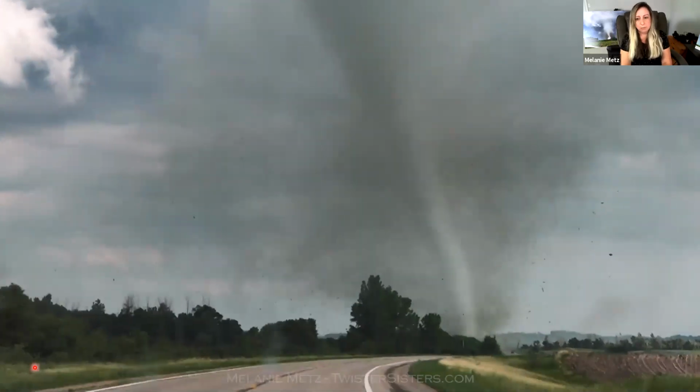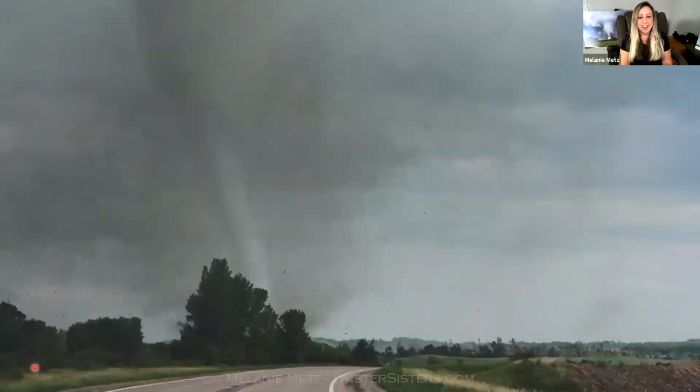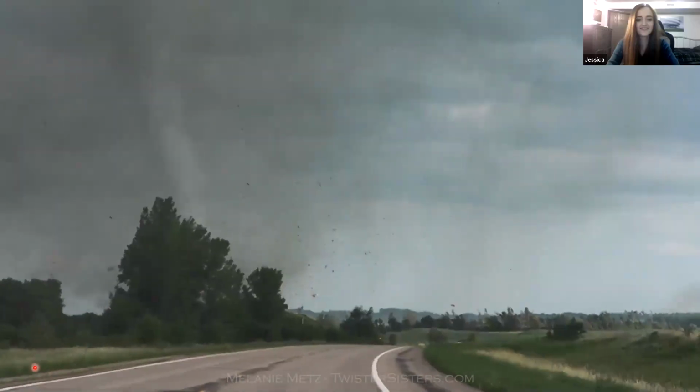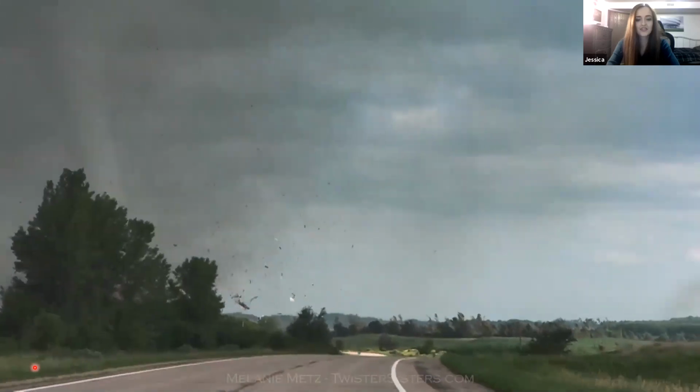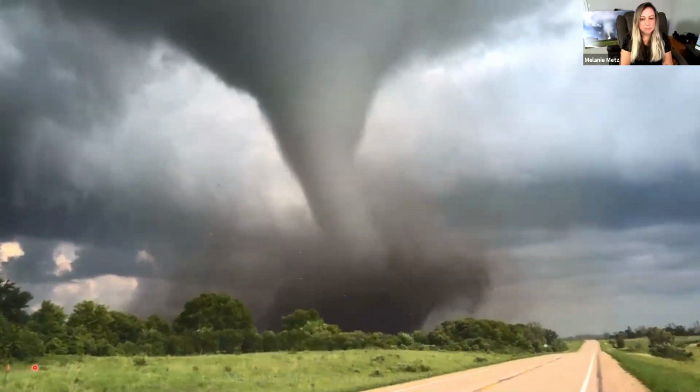This was actually as it's crossing the road. Across the road right in front of Brad and I. Oh my, see the debris? Look at that. Yeah, unfortunately, some structures got hit.